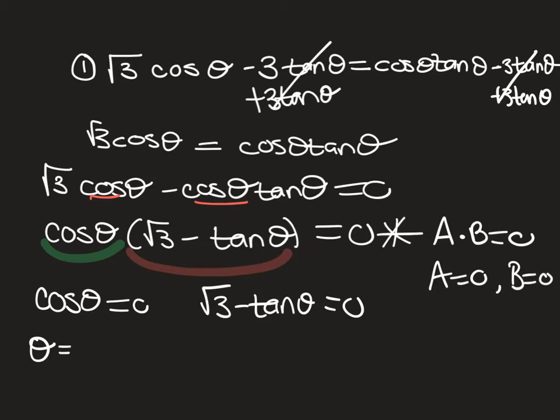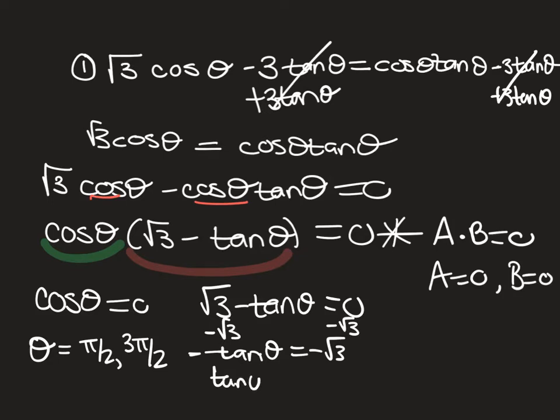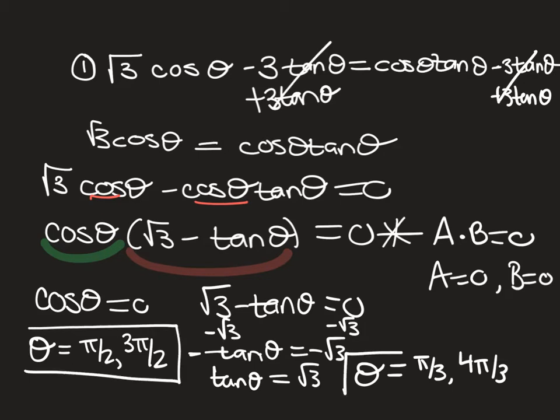So for this piece, it says from 0 to 2 pi. On this problem, cosine equals 0 at pi over 2 and 3 pi over 2. On this problem, I'm going to minus a root 3 on both sides, so I get negative tangent theta equals negative root 3. Then I'm going to divide by a negative, so I get tangent theta equals root 3. Well, for this one, theta equals pi over 3 and 4 pi over 3. So these two are answers as well as these two. So there's all of my answers for this problem.